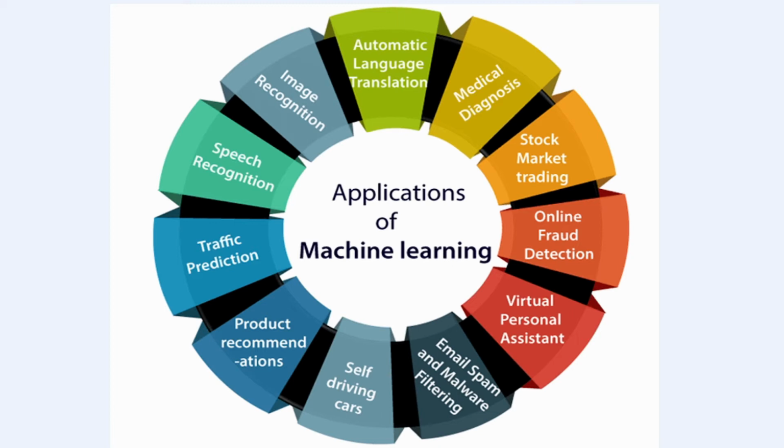Stock market trading, online fraud detection, virtual personal assistants, email spam and malware filtering, and self-driving cars such as Tesla. The company Tesla has made a drastic improvement in self-driving cars and shows us how the future would be. Product recommendations, traffic prediction, speech recognition, and image recognition. This is just to name a few. Let us take an in-depth dive and see what these actually are.